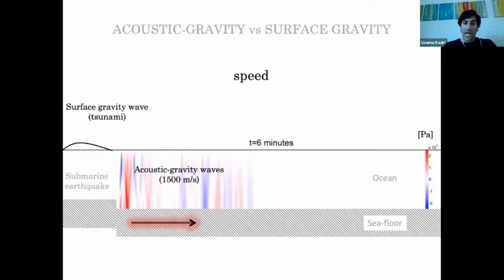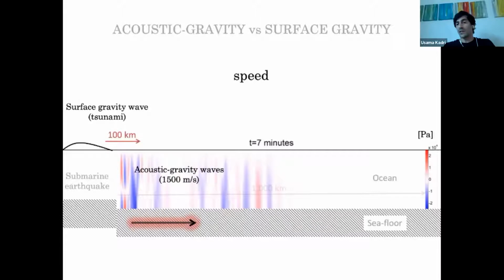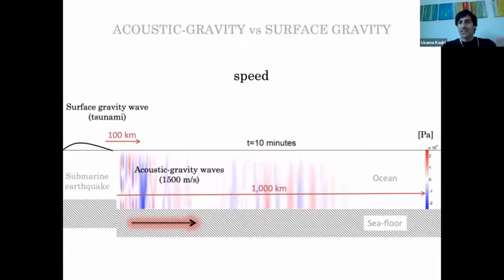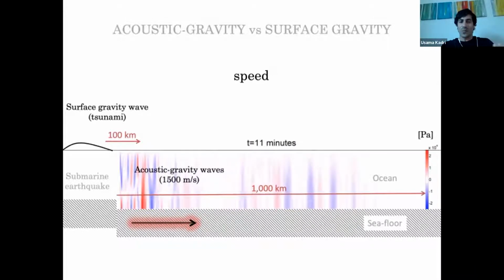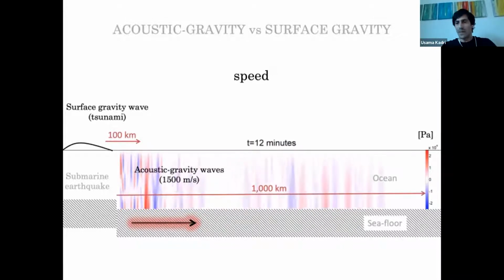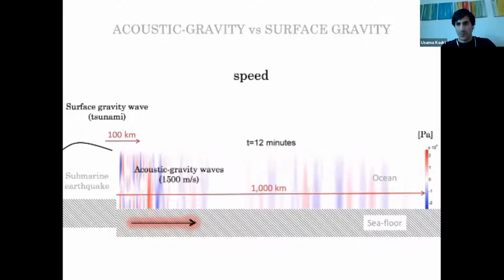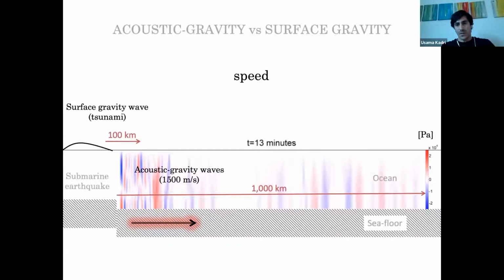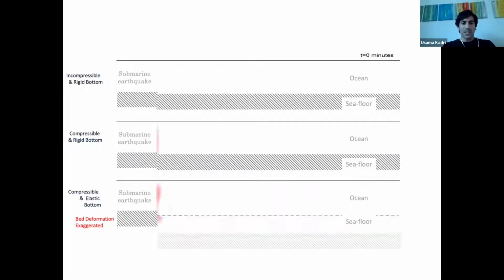So just to give you an idea, by the time that the tsunami moved 100 kilometers, acoustic gravity waves would have moved 1,000 kilometers. So you can think of this as not really separate waves, but waves from the same family. It's just they have a little bit different properties. So they come from the same source, and they carry information about that source. And this is something that we would want to make use of. But let's look at this scenario also.